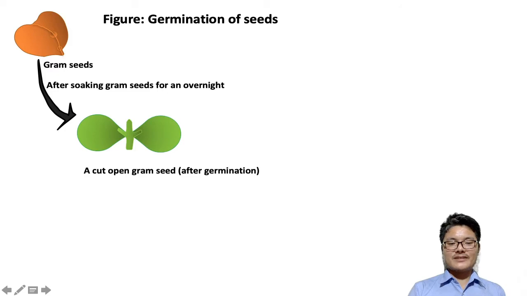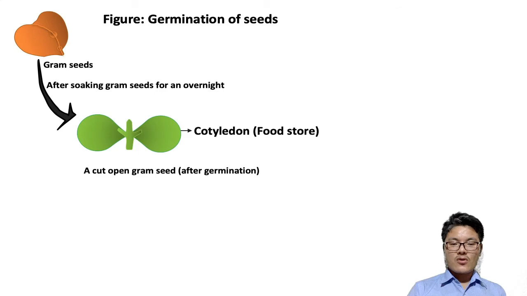This is a diagrammatic representation. You may have eaten ground nuts, and in ground nuts this kind of structure is very clear, right? We can clearly observe it. So these two parts of a cut open gram seed are called cotyledons. So being a dicotyledon, the gram seed has two cotyledons.